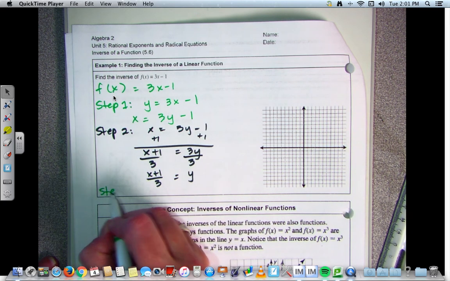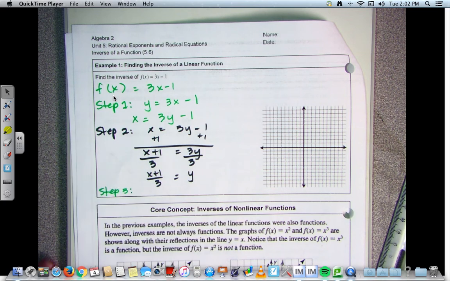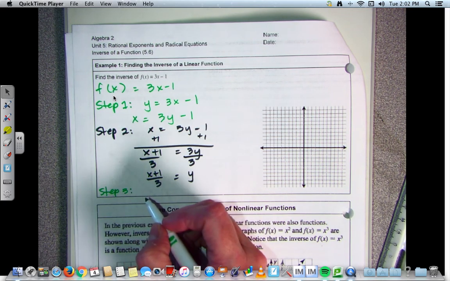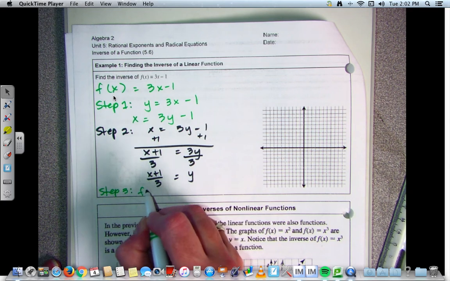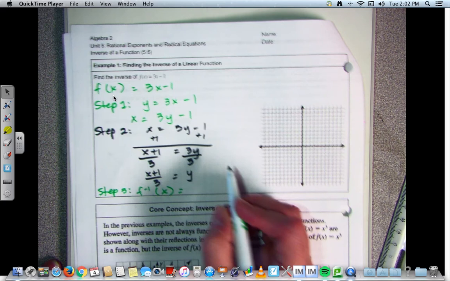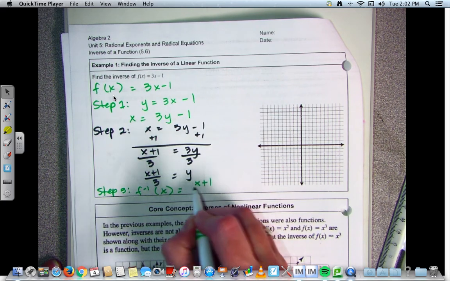Step 3. Write it in inverse function notation. So we write the inverse of f of x equals x plus 1 all over 3.